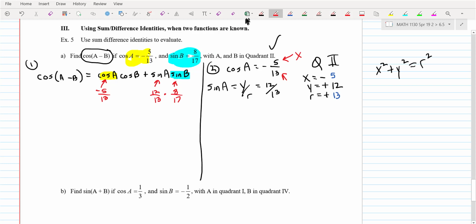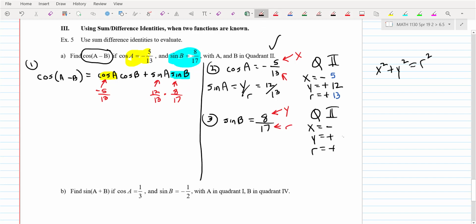Okay. So the third thing I would do is take the other thing you were given. You were given that the sine of B is 8 over 17. You were also given that you're in quadrant 2. That's a part of the problem. So again, if you're in quadrant 2, x is negative, y is positive, r is always positive. Okay, so again, the definition of a sine is y over r. So that means in this problem, y would be positive 8, r would be 17.